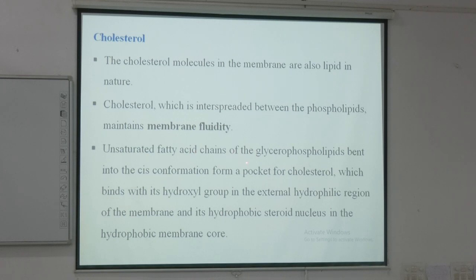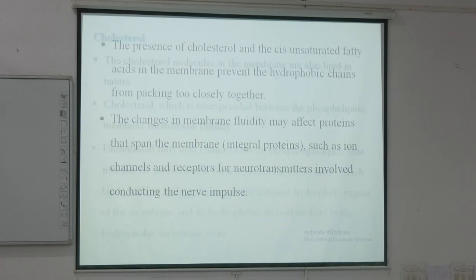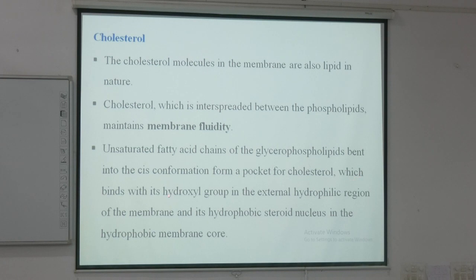Unsaturated fatty acid chains of glycerolipids bend to the cis conformation, making pockets for cholesterol, which binds to the hydroxyl group in the external hydrophilic region of the membrane, with the hydrophobic steroid nucleus in the hydrophobic core. Basically, you do not have to go through that. You just understand there is the presence of cholesterol, and the presence of some free fatty acids and phosphoric acids, and on the basis of their conformation, they have two types: cis conformation and trans conformation. Okay. On the basis of this separation, several cholesterol molecules are present.